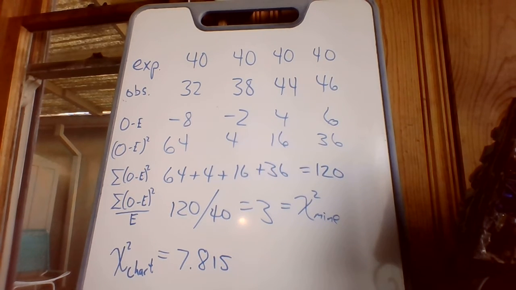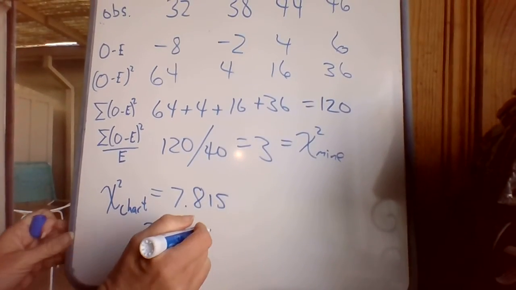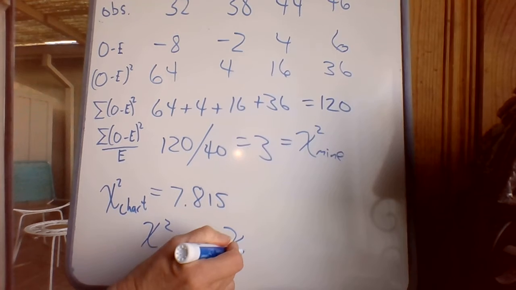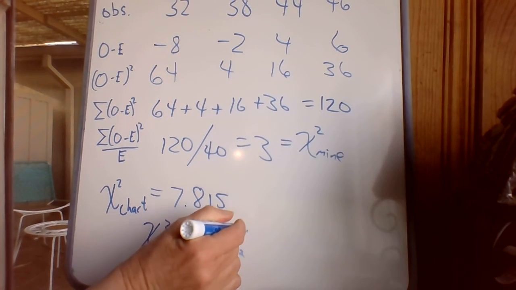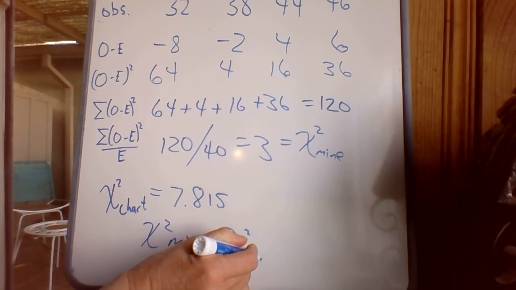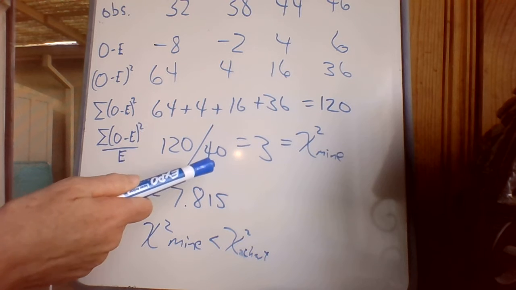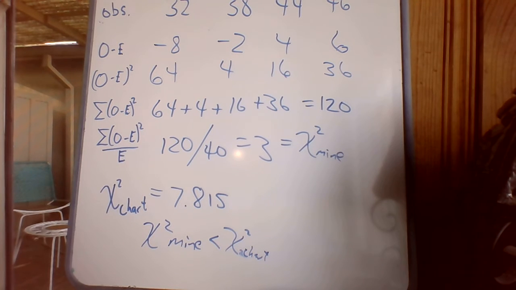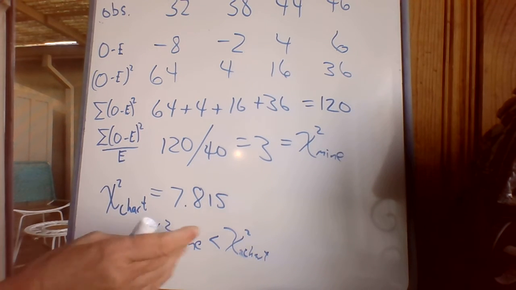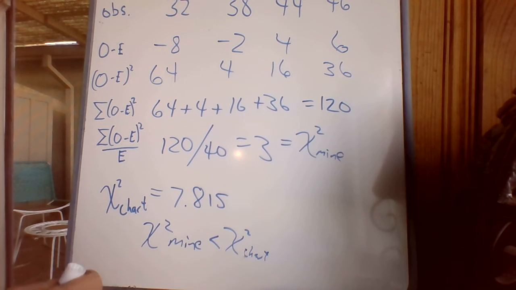All right, so I compare mine to the chart. Chi-squared mine is less than chi-squared chart. Well, is that good? This was a measure of fluctuation. Numbers are super big if there's a lot of fluctuation. And my number's not super big, it's 3.